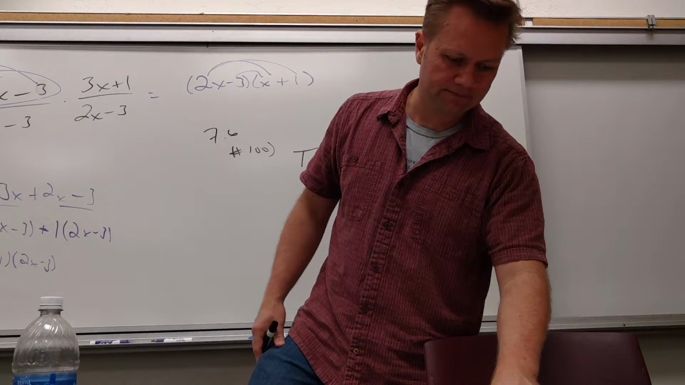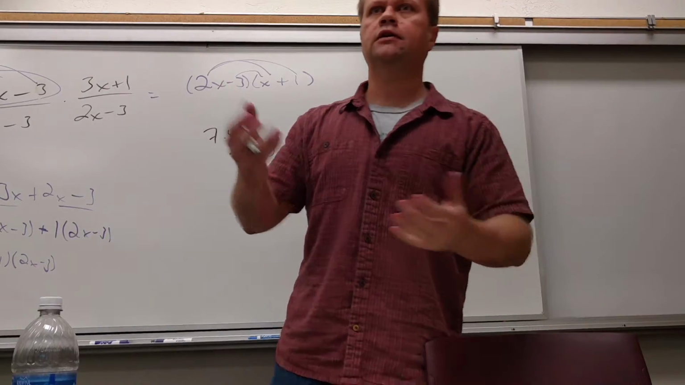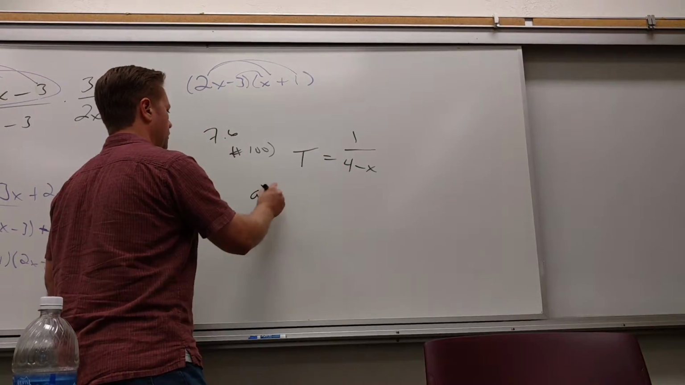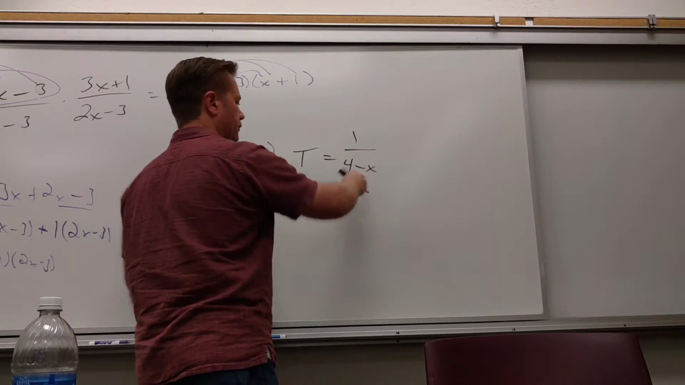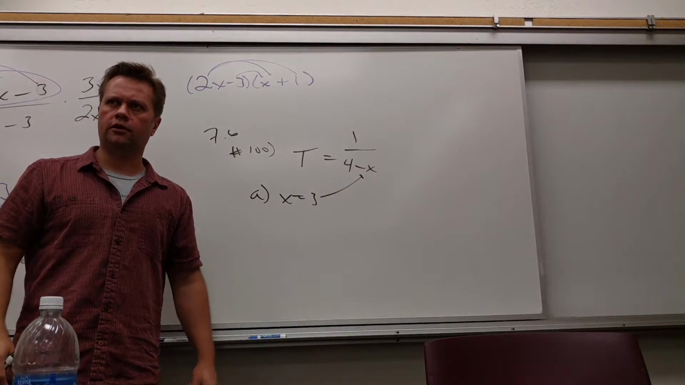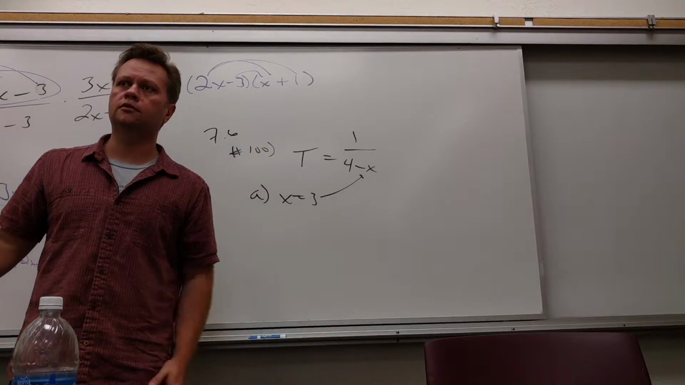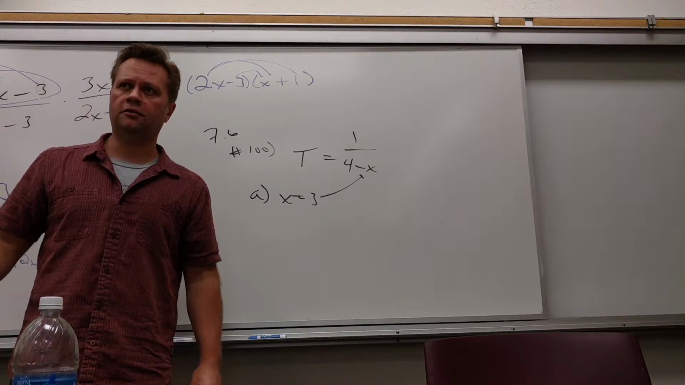So part A just says plug some stuff in for X. Part A just says plug in X equal to 3, plug it in, figure out what T is. So part A shouldn't be a big deal. Let part A be nice.